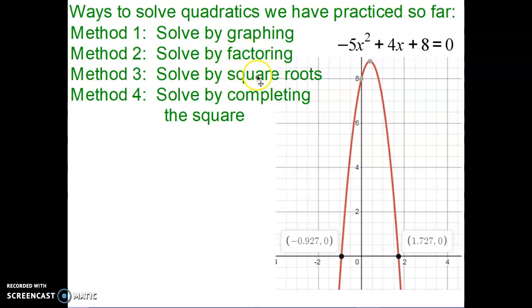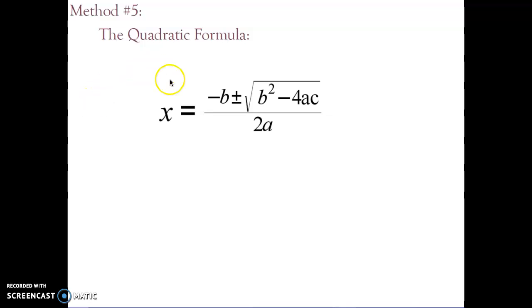Solving by square roots is a good method, but sometimes if that b term gets in the way, if it's not a zero coefficient, solving by square roots isn't the best method. Solving by completing the square will always work, but depending on what your coefficients are, you can run into some fairly complex fractions. So all of these methods work at different times. Sometimes it's better to use one than the other. The last one, the one we're going to work on today, is the quadratic formula.